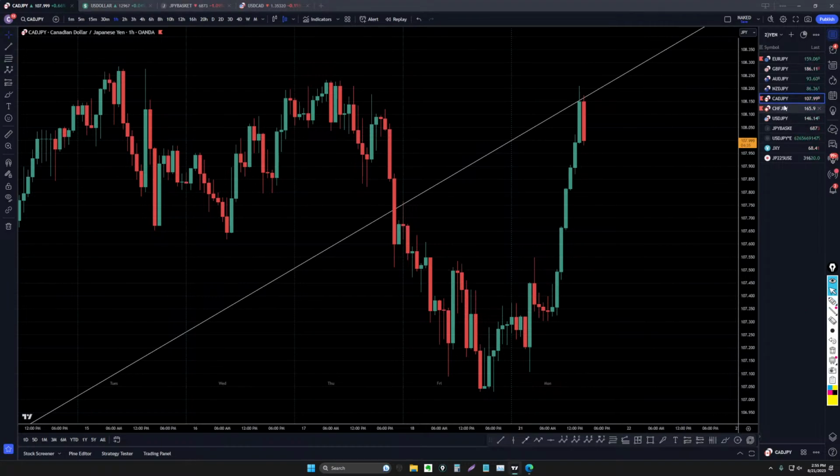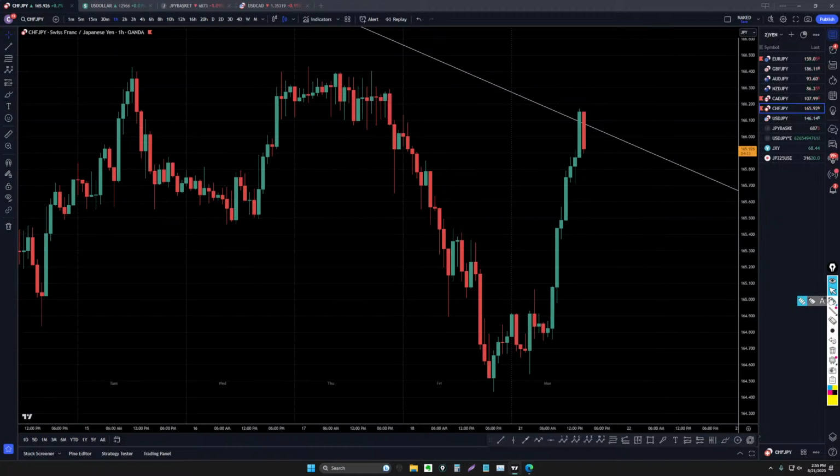Yeah, let's take the yen index. 1, 2, 3. That's a big old wave 3. I don't think this is over yet either. I would still be looking for longs on that one, definitely.